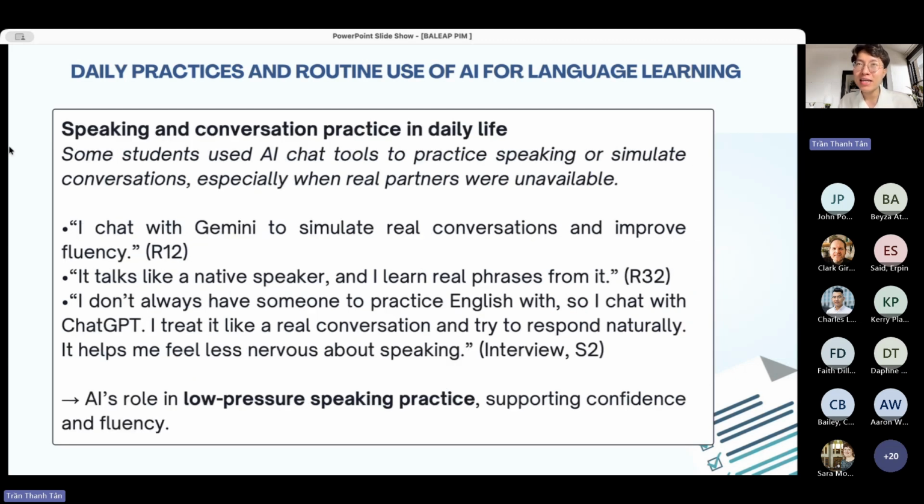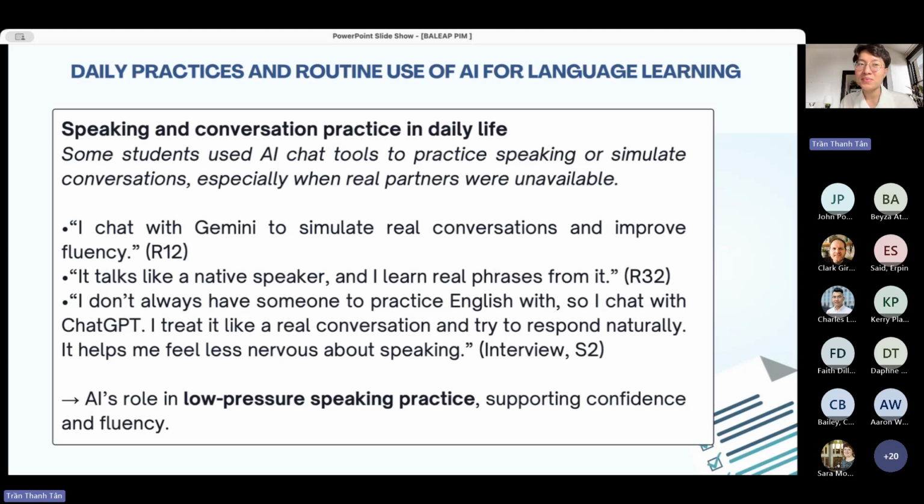And another thing is they use AI to practice speaking at home. They chat with Gemini to simulate real conversation and improve fluency. Interviewee number two shared that "I don't always have someone to practice English with, so I chat with ChatGPT. It's just like a real conversation and I try to respond naturally." And at this time, we can see AI's role in low-pressure speaking practice.